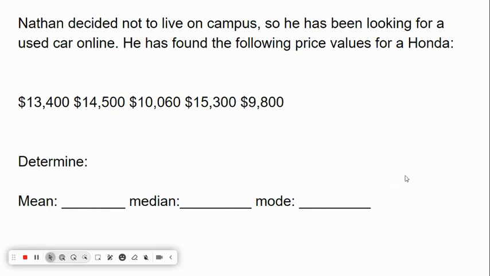Now, before I send you off to pause and do this on your own, I do want to take note of the first thing I notice here: 10 is smaller than 14 and 13, which means these are not in order. So you're going to want to order these from least to greatest before you do the problem. So go ahead and pause right now. Go ahead and put your numbers in order and find the mean, median, and mode, and then come back to check your answers.